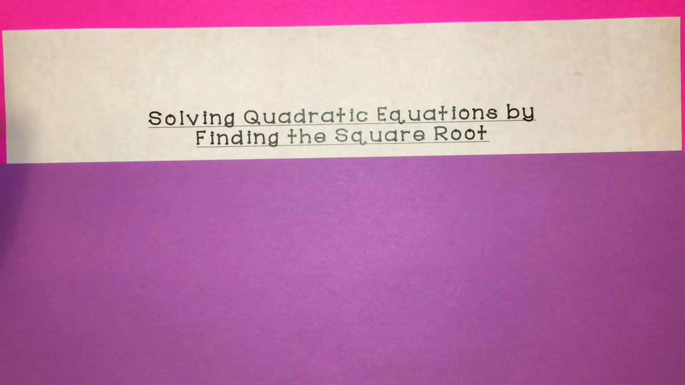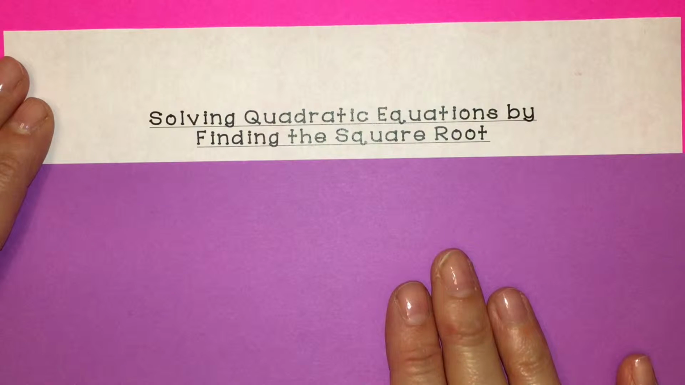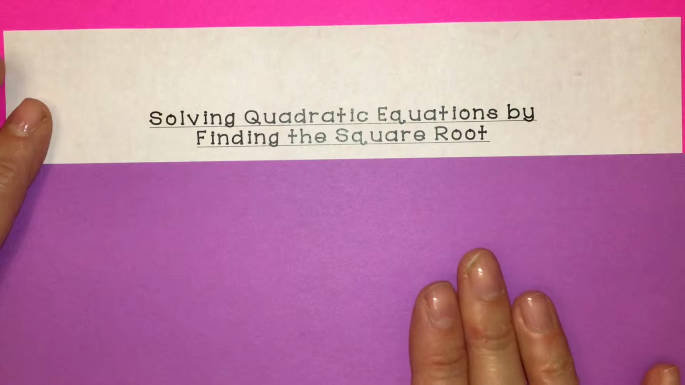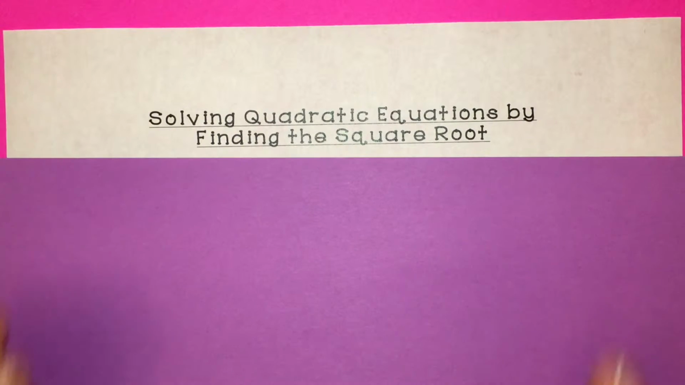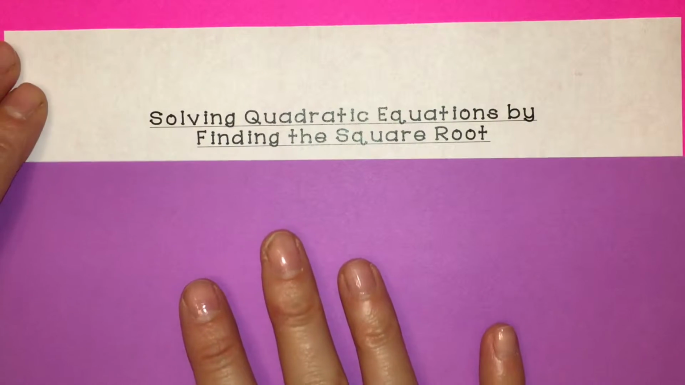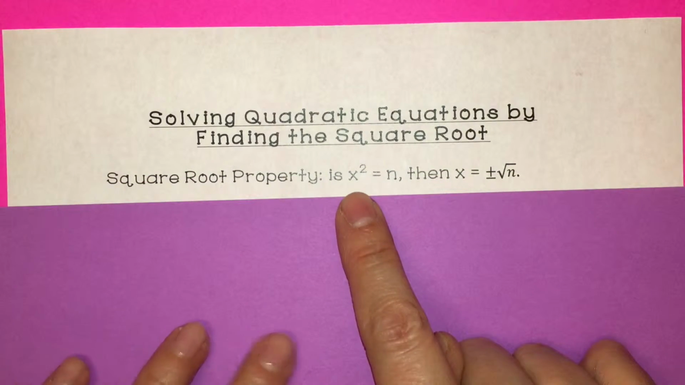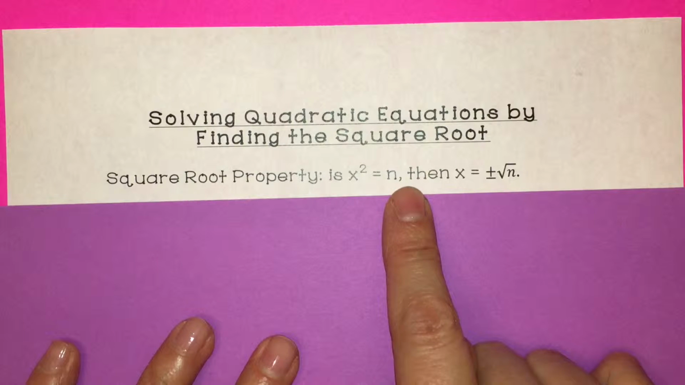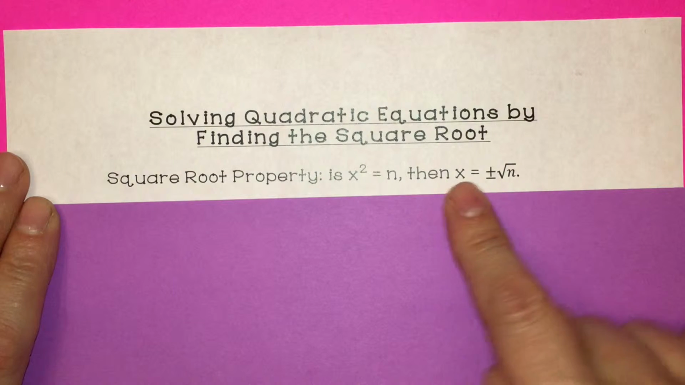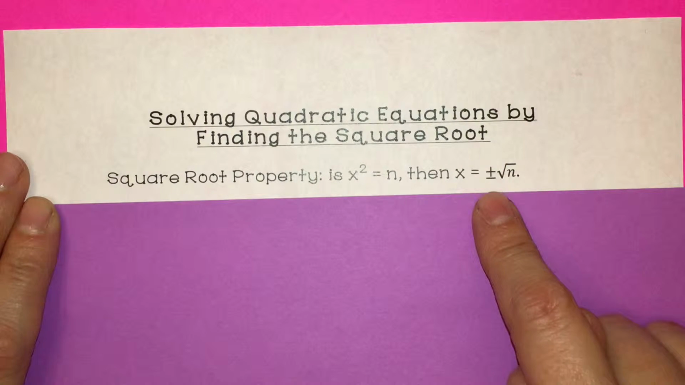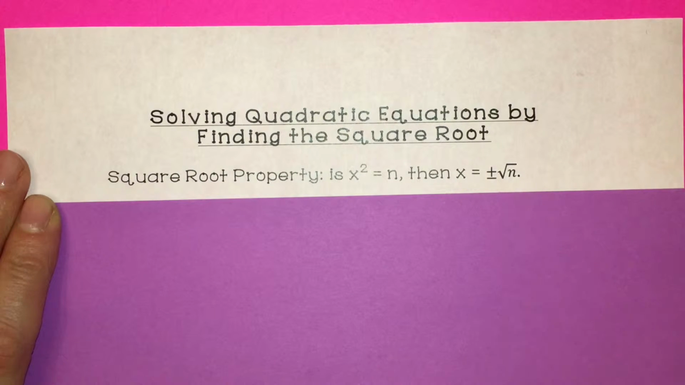In this video, we're going to solve quadratic equations by finding the square root. So remember, in a quadratic equation, you always have the x squared term. Okay, we're going to use the square root property. If x squared equals some number n, then x equals plus or minus the square root of n.